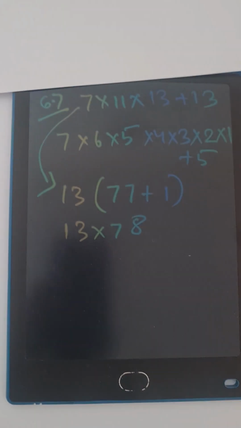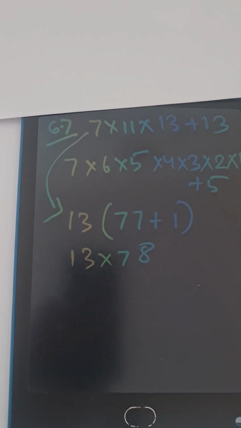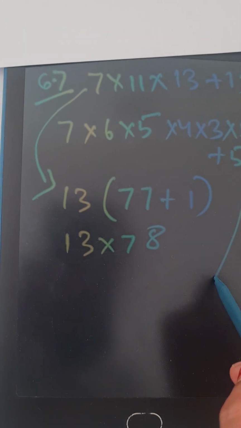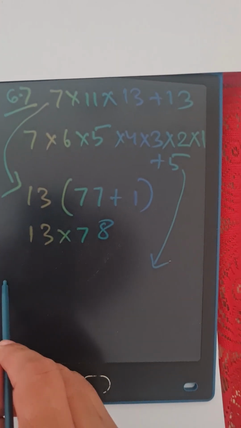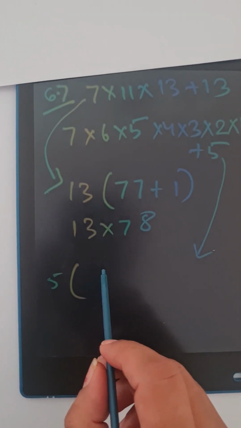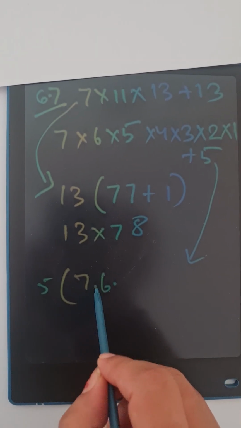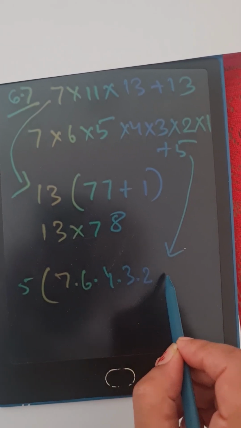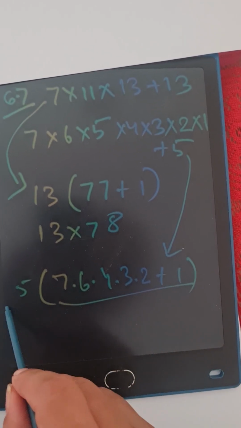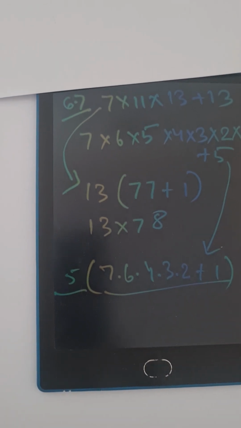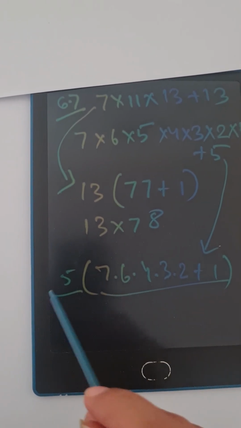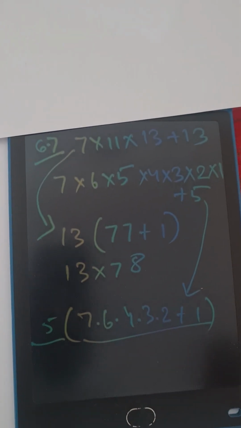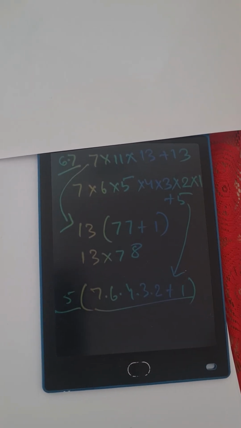So this number is divisible by some number other than 1 and itself. Hence this is a composite number. Same for the second number. Take a number 5 common. So 7 into 6, instead of writing into, I am writing dot, 1, 4, 3, 2 plus 1. So some number and 5. Again the second number is divisible by 5 other than 1 and the number itself, and hence this is a composite number. So both the numbers are composite because they are divisible by some number other than 1 and itself.